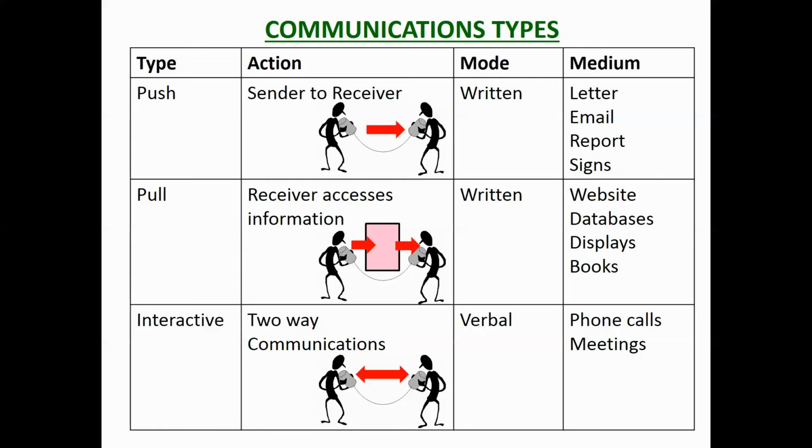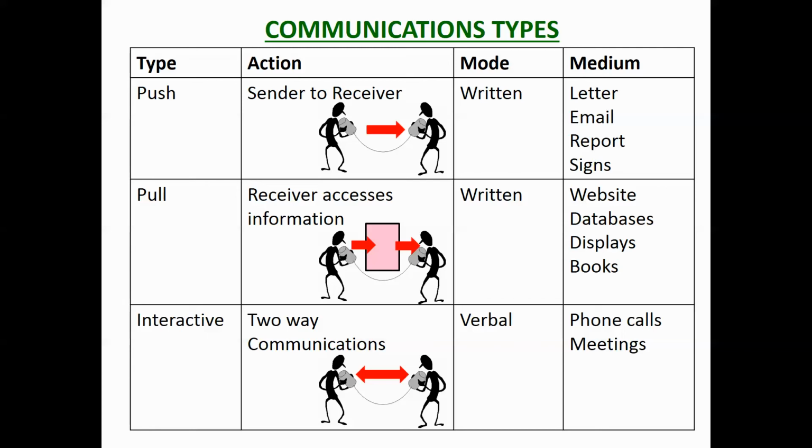Then there's pull communication, where the receiver accesses the information. So this is actually a pull communication. I am taking this video, I am putting it on YouTube. Then you are going to YouTube and downloading it, or you're going to Moodle and downloading it. So you are accessing the information that I have put onto YouTube. So websites, databases, displays, books, those things are all pull communication. In other words, the receiver pulls it to them.